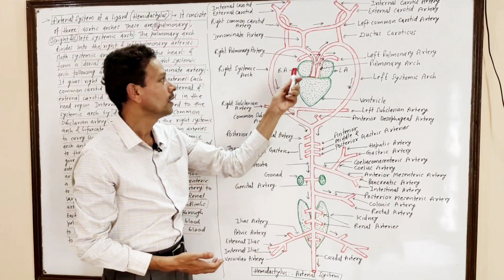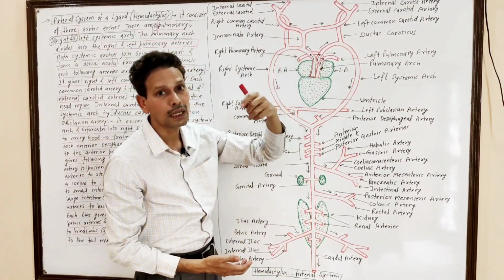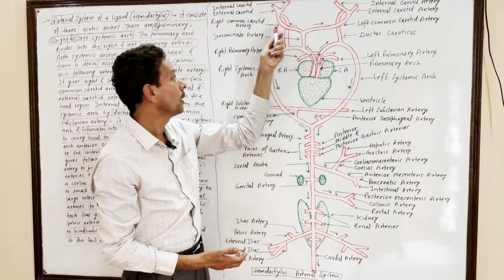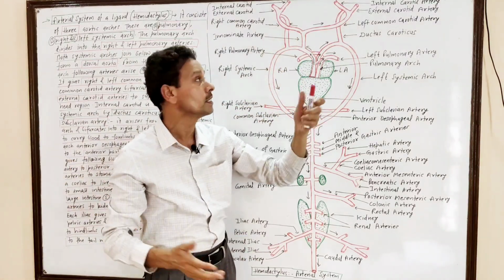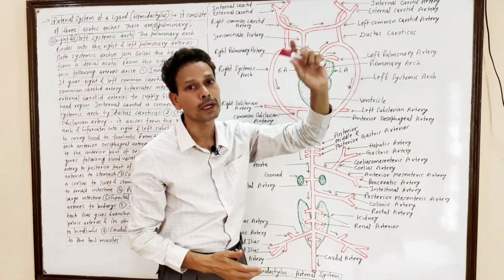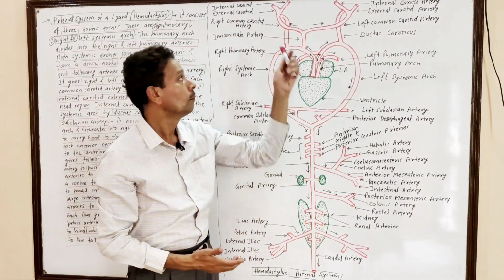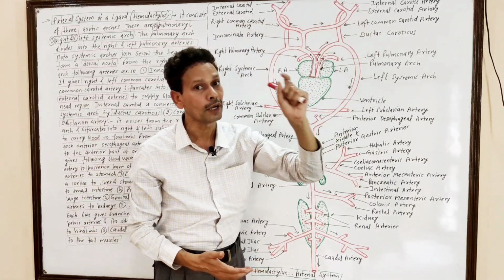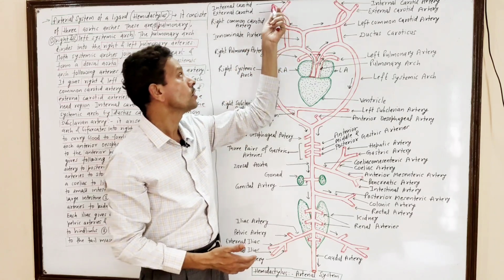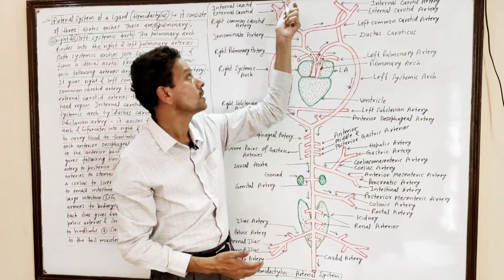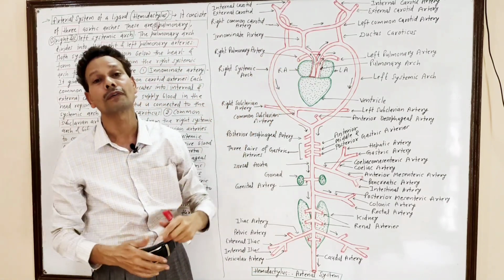Note down, this right systemic arc gives in its anterior region the innominate artery, and this innominate artery immediately divides into two branches: the left common carotid and the right common carotid arteries. Both these arteries, which carry blood to the head region, divide into two branches: the external carotid and the internal carotid, to supply blood to different regions of the head.